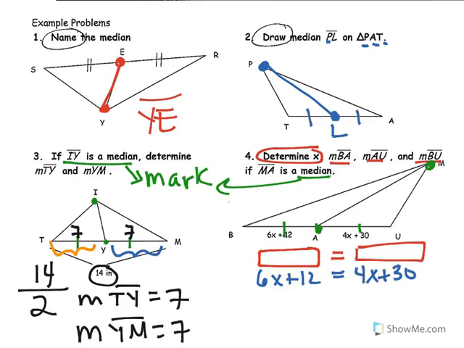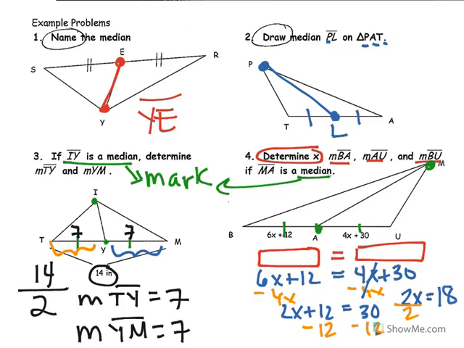Then we can solve from here. Let's bring my x's to the same side, minus 4x, minus 4x. I get 2x plus 12 equals, that canceled, so 30. Subtract 12 from both sides. I get 2x equals 18. Divide by 2, and I get that x is 9. So I determined the value of x, and now I still have to go back in and find those measures from the beginning, right? So let's go back and plug in.